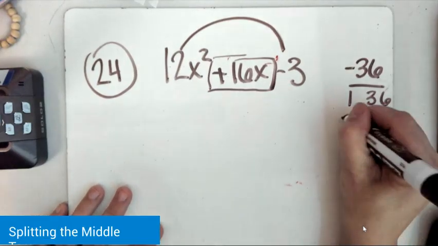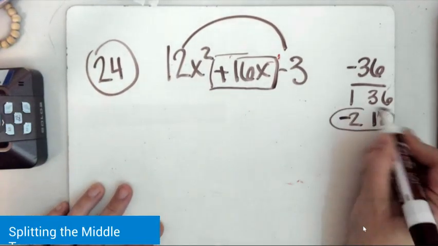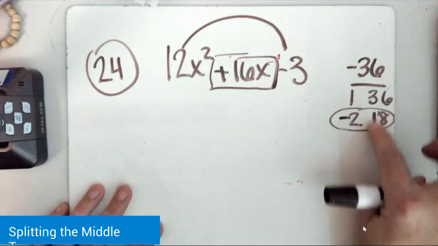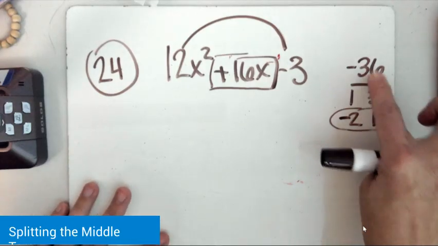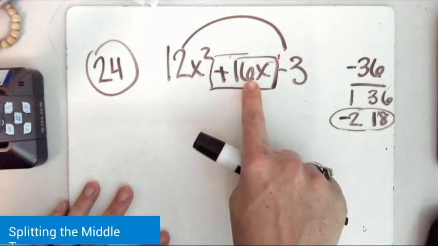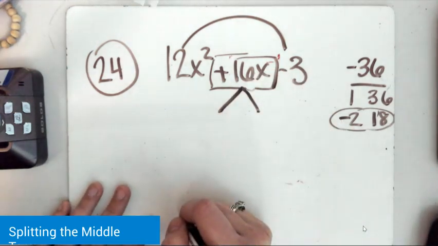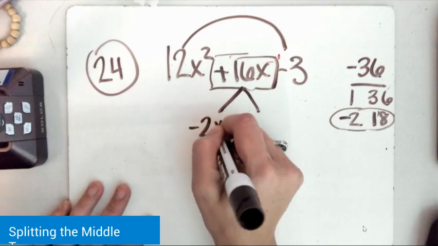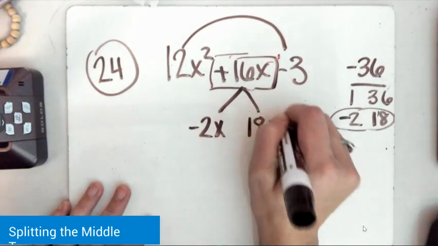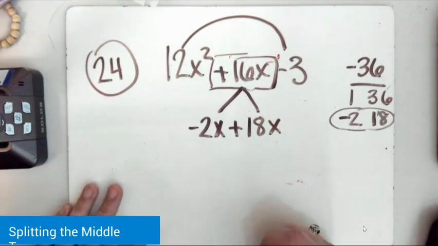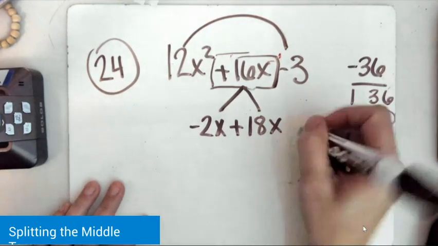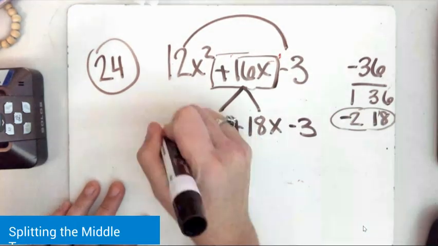Negative 2 and 18. Does this multiply to give me negative 36? And does it combine to give me the 16? Okay. Splitting the middle term. Negative 2x, positive 18x. Drop down that negative 3. Drop down that 12x squared.